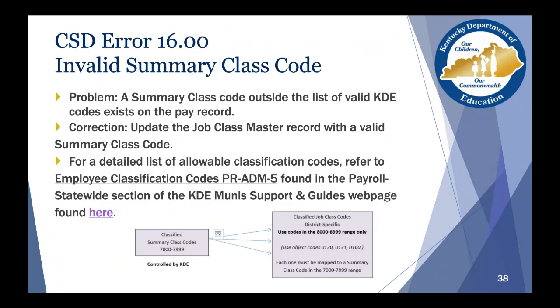So error 16 is an invalid summary class code. A summary class code outside the list of valid KDE codes exists on the pay record. To correct this, you'll update the job class master with a valid summary class code. And there is a guide out there on the KDE Munis site called Employee Classification Codes, PR Admin 5. You can refer to that for any of these codes, and the link is actually in the presentation as well.